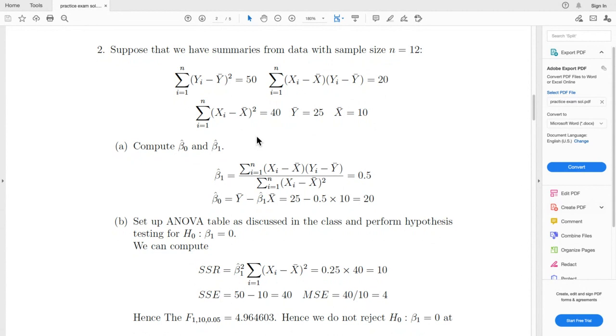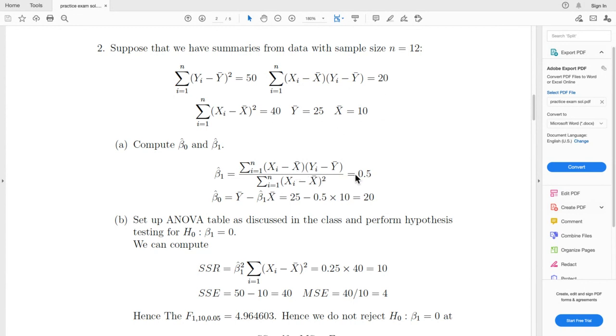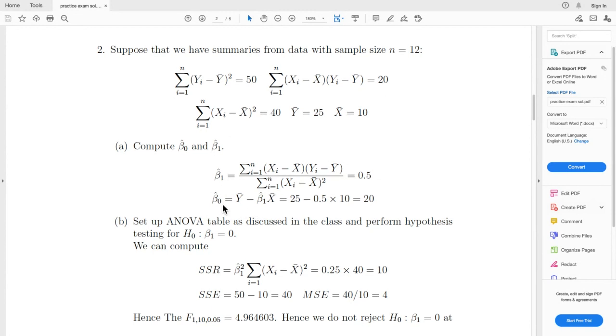In the class, I gave the value of beta 1 hat, but here we have to compute beta 1 hat by using the sample covariance and the sum of xi minus x bar squared. We have to use the sum of the cross product here. So beta 1 hat is 20 divided by 40, just applying the formula of beta 1 hat, that's 0.5. And then beta 0 hat is y bar minus beta 1 hat times x bar, which is 25 minus 0.5 times 10 equals 20.